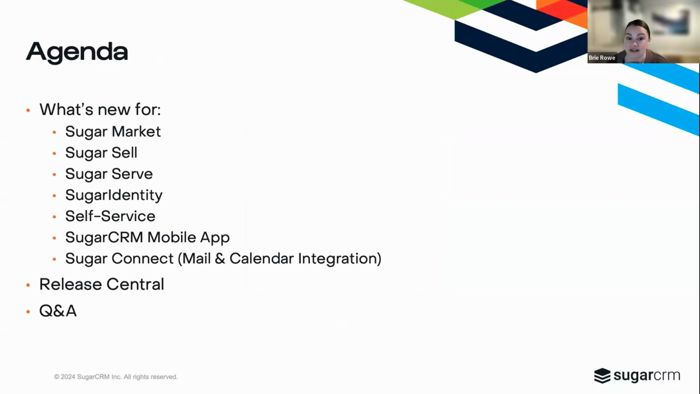In terms of our agenda for today's session, I am going to be covering what's new in Sugar Market, Sugar Sell, Sugar Serve, Sugar Identity, our self-service, and then I'll talk a little bit about what's new in the Sugar Mobile App and what's in our Sugar Connect app with this release. So the mail, also known as the mail and calendar integration. I'll also talk a little bit about Release Central, which is the hub for all things release related in Sugar Club towards the end. And then as promised, we'll open up for Q&A.